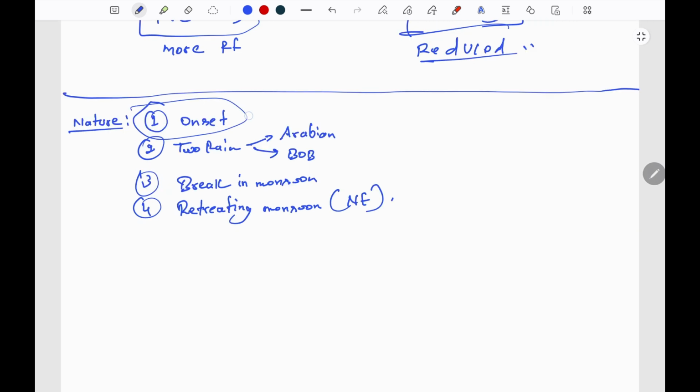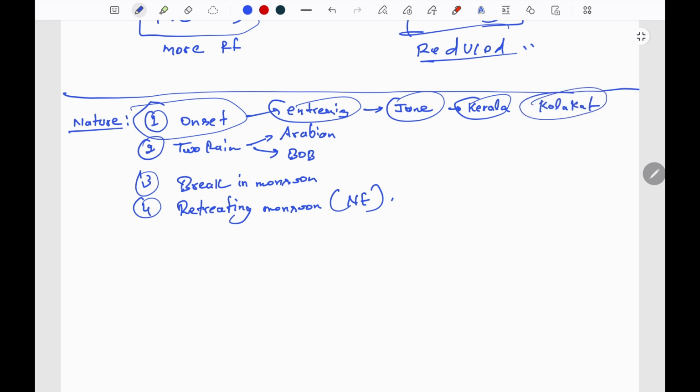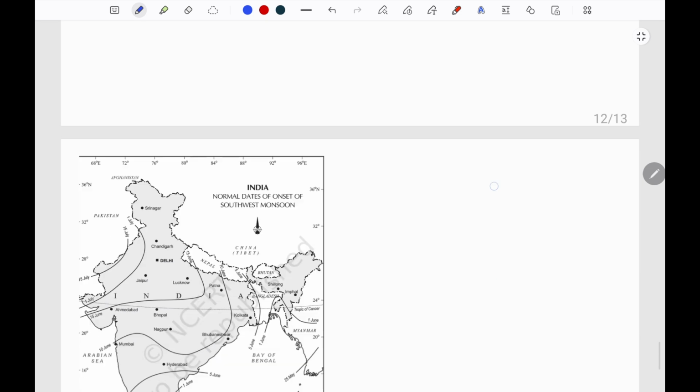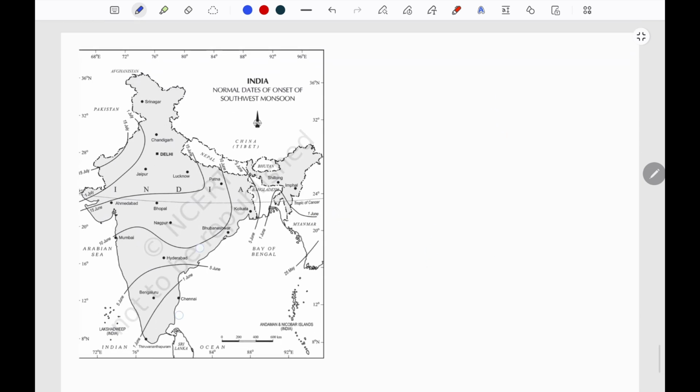So starting with the onset of the monsoon. What does onset mean? It means the entering of the monsoon in the Indian subcontinent. Generally it happens in June. It can happen in the last weeks of May and the first week of June. First of all it enters Kerala, then it enters Kolkata, and thereafter it enters the Indo-Gangetic plains.